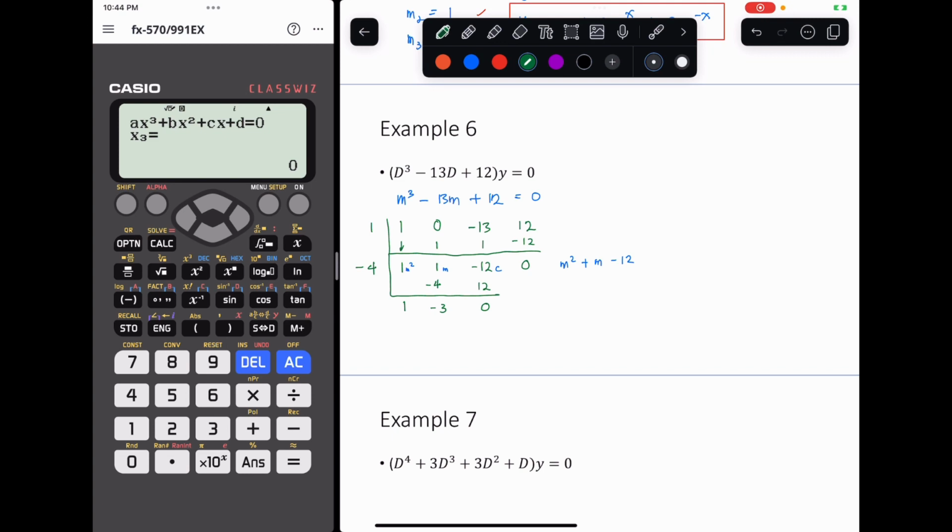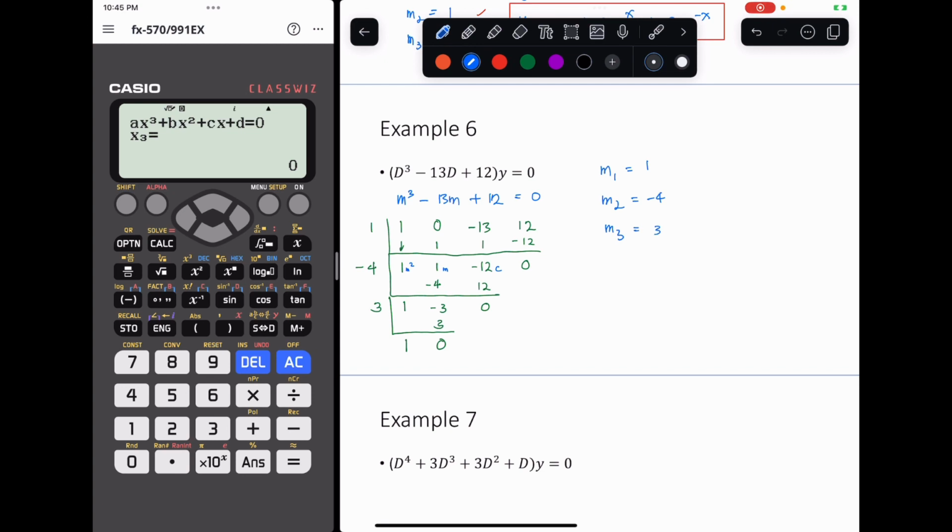And lastly, the other one would be, I think, positive 3. So bring down 1. 1 times 3 is 3. So negative 3 plus 3 is 0. As long as the last term is 0, that makes it a root of the equation. So thus, we can now write that m1, the first root is 1, the second root is negative 4, and the third root is positive 3.